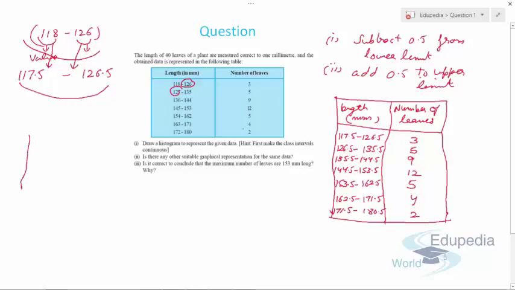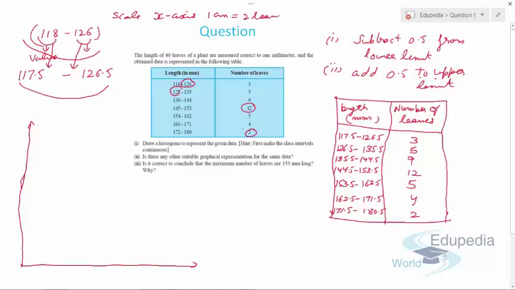Let's say we draw like this, right? Now first of all we need to choose a scale. So let's draw the scale. We can write for the x-axis, right? The number of leaves, highest is 12 and the lowest is 2. So we can say that 1 centimeter represents 2 leaves, right?